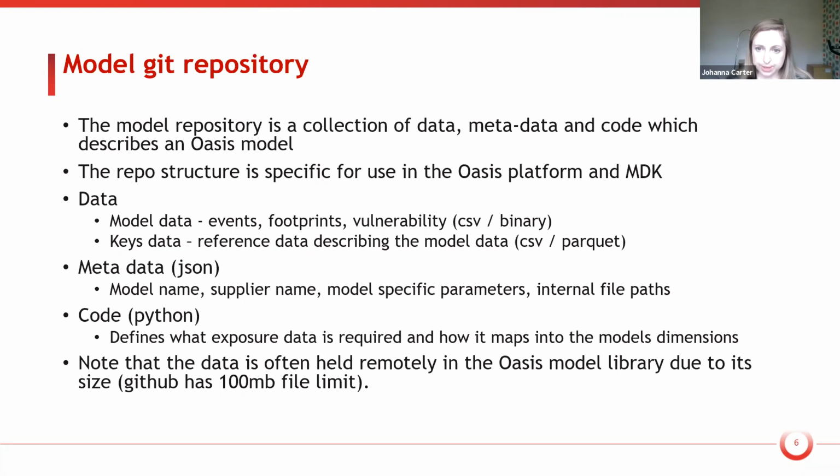Just a practical point, although this encompasses the package, in practice, model data does not sit in the repository because the repository is more designed for source code and small files. So there's about 100 megabyte limit in GitHub, for example. And so typically, once your model is ready to go, you'll put your model data, the big files, on the Oasis model library, and the repository will be somewhere else.